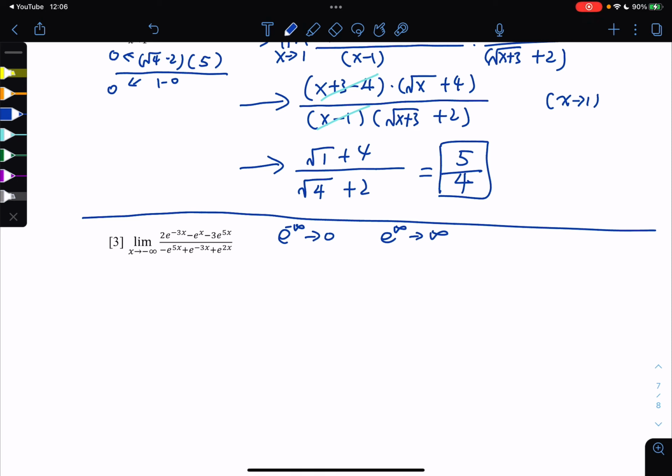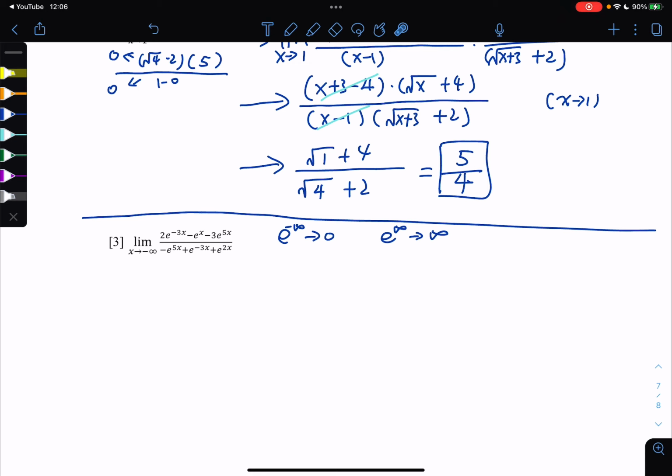So conceptually, I don't really know where this is going. It's an infinity over infinity structure, which is not defined. What we're supposed to do is factor out the leading term. So the leading term is the one that makes the value the most dominant.